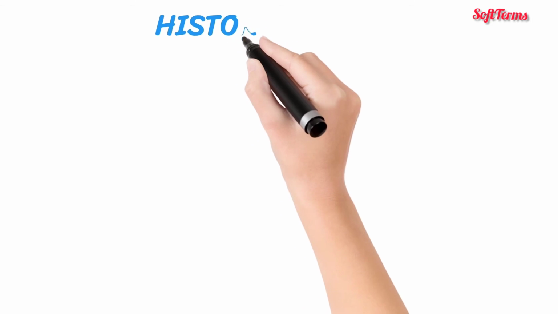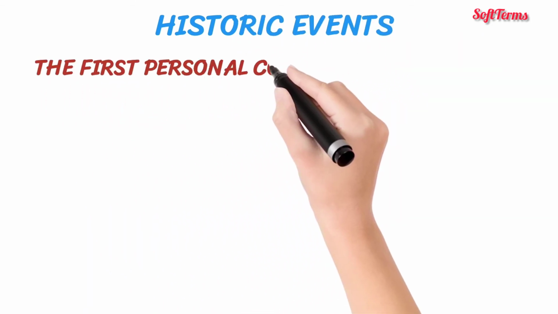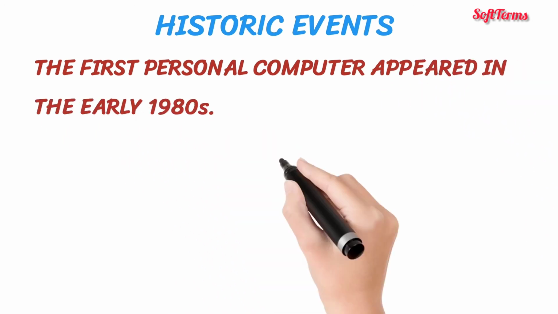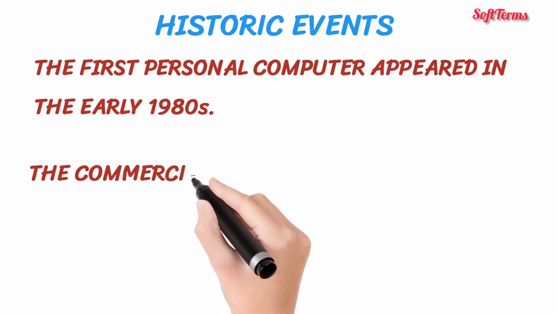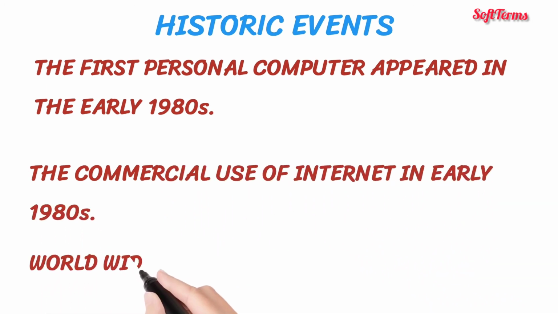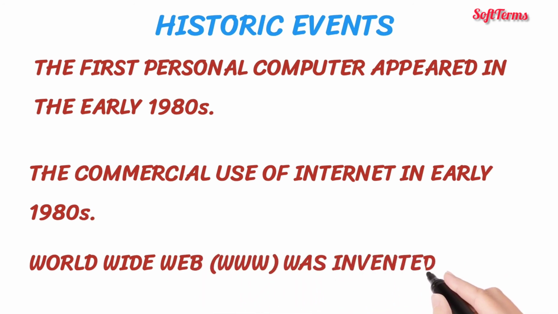Let's end today's discussion with some historic events that totally revolutionized today's world. First, the first personal computer appeared in the early 1980s. Second, the commercial use of the internet began in the early 1990s. Third, the World Wide Web was invented in 1991.